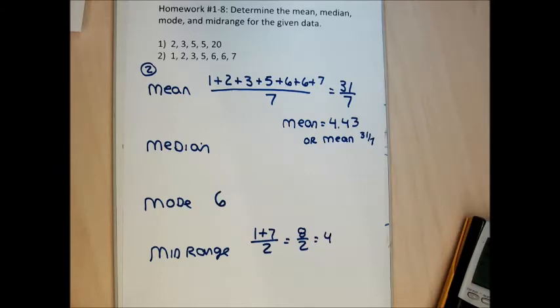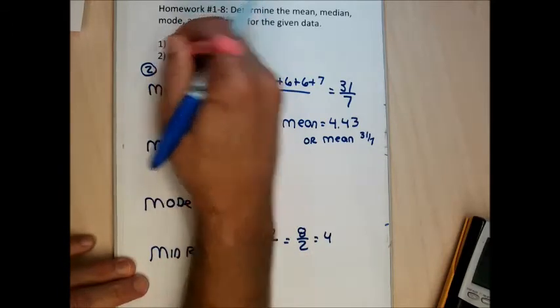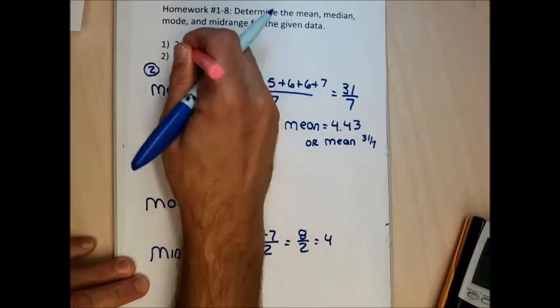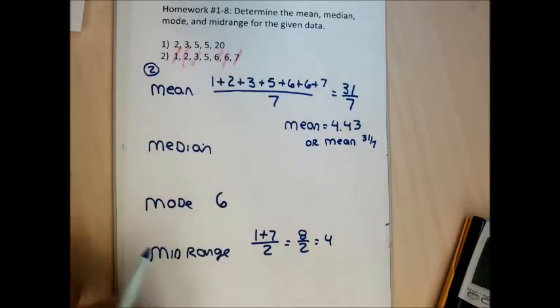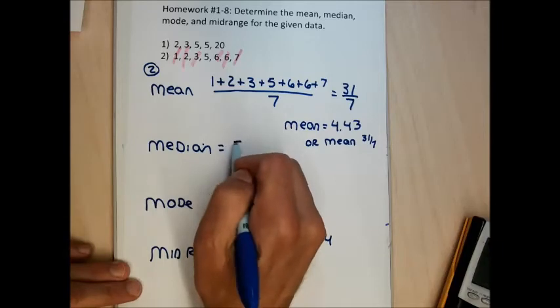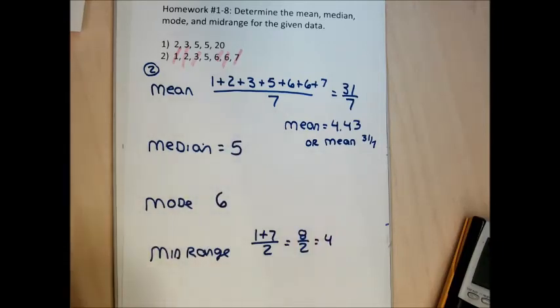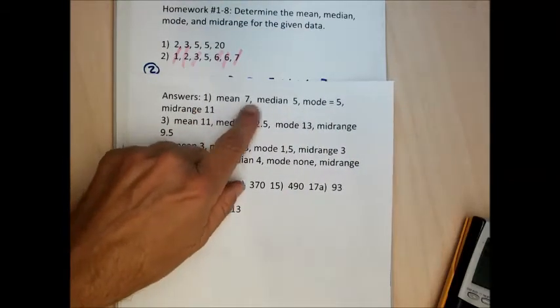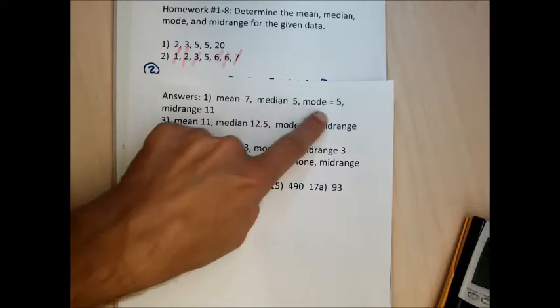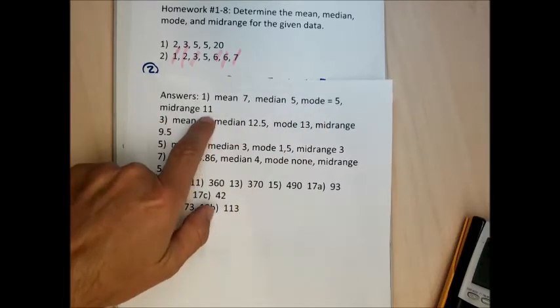And now I'll find my median. I'll cross out the first and the last, the second and the second from the last, the third and the third from the last. The number that's left is the median. Your median's also going to be 5, but you'll get it differently. So for number 1, your mean is 7, your median is 5, your mode is 5, and your mid-range is 11.